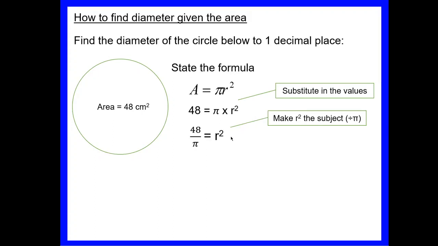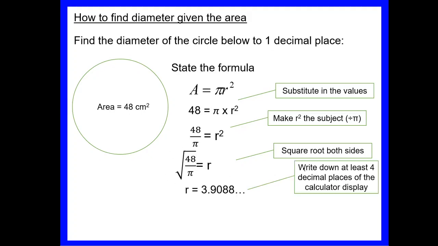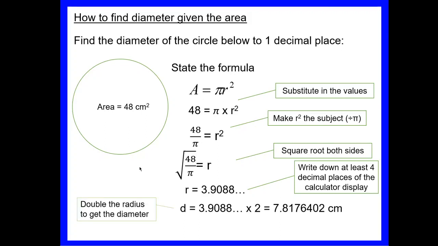To get rid of the squared, we're going to take the square root of both sides. So we get the square root of 48 divided by pi, and we put that into our calculator. That gives me 3.9088, etc. Now I know the radius, but I want the diameter. Remember, the radius was from the center to the edge. The diameter is from one side to the other going through the center. So the diameter is 2 lots of the radius. So I'm going to multiply that by 2.